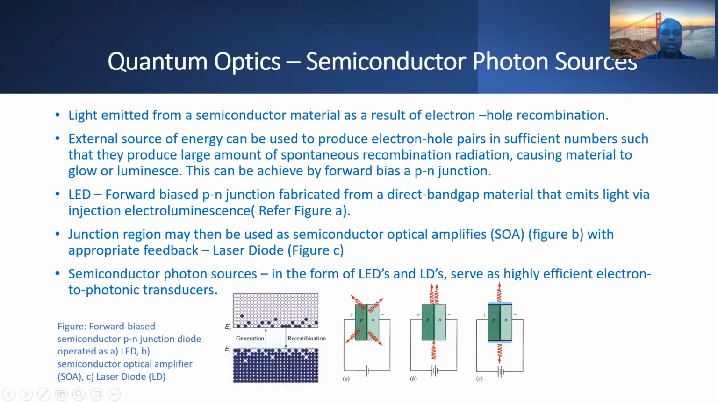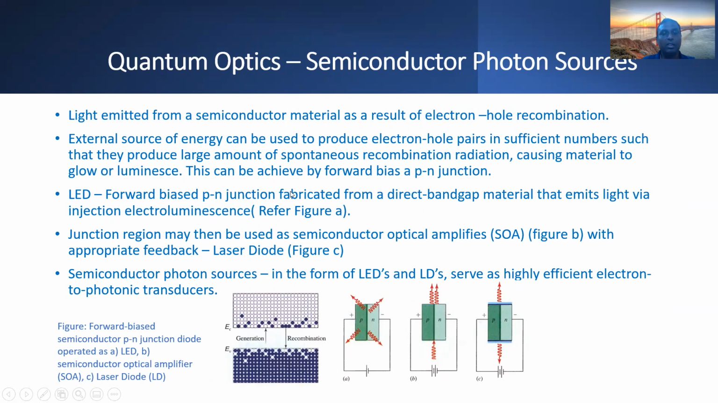Semiconductor photon sources: light emitted from semiconductor material as a result of electron hole recombination. An external source of energy can be used to produce electron hole pairs in sufficient number that they produce a large amount of spontaneous recombination radiation, causing the material to glow or luminesce. This can be achieved by forward bias of a PN junction.